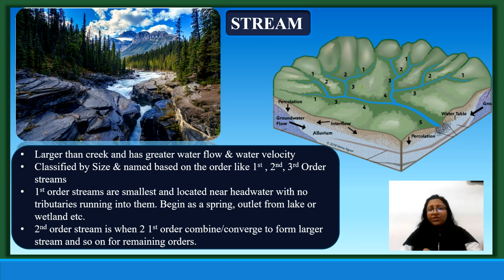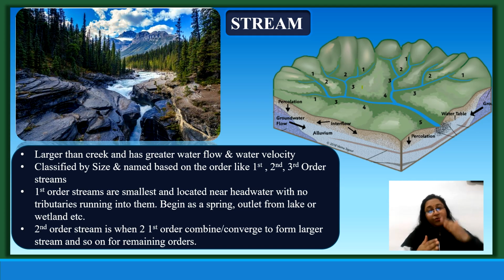Now, if we talk about the stream in a little bit more detail, we can see that streams are larger than creeks and they have a greater water flow and water velocity. Here in this image on the left hand side, you can see a stream, and it clearly tells us that the water volume in this water body, in this Lotic ecosystem, is quite high. The velocity is very high. The water is flowing at a very high speed.